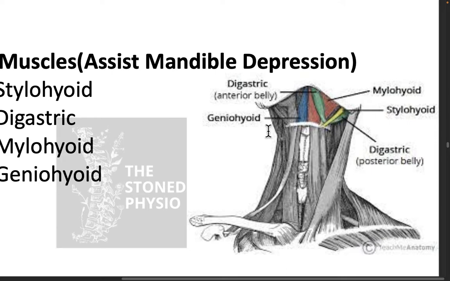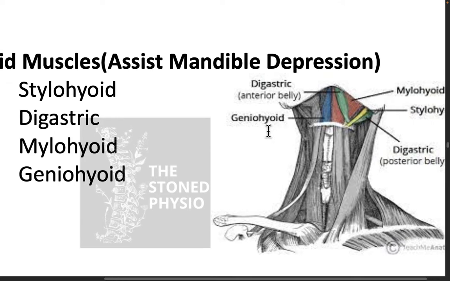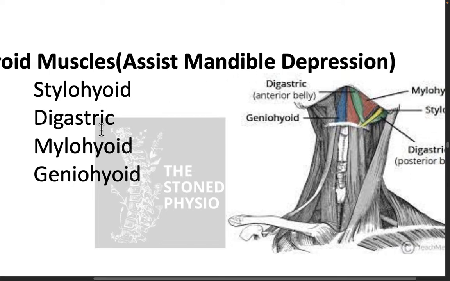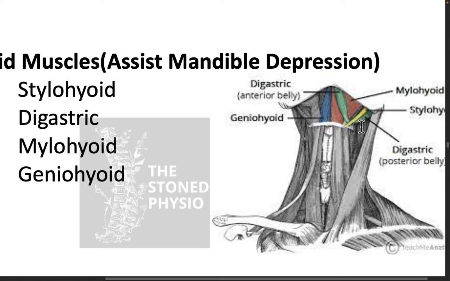Okay, till now we know about two of the suprahyoid muscles, the digastric and the mylohyoid. Apart from that, this blue shaded muscle is the geniohyoid, again a suprahyoid muscle, and another one is the stylohyoid. Again, it has attachment on the hyoid.